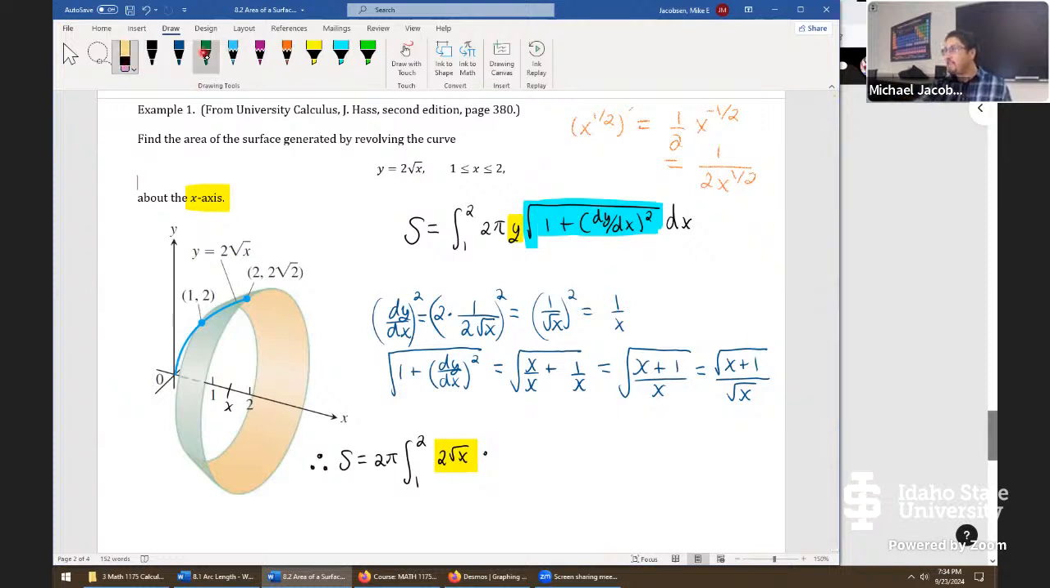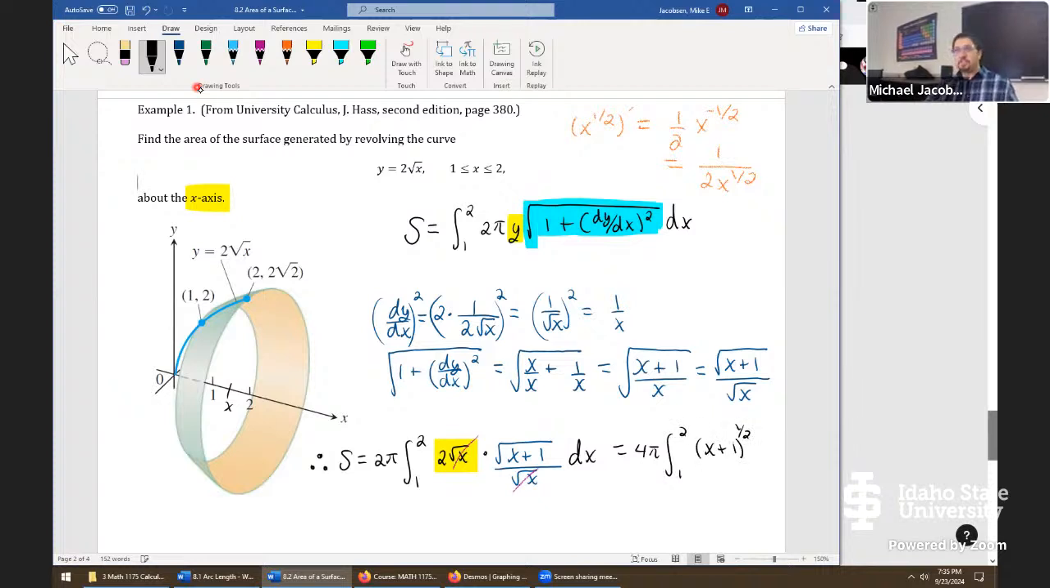Let's use blue just to convey the substitution there. Root x plus 1 divided by root x, dx. So now at this stage, the root x's just cancel right off, and we have a pretty nice integral to run through. There'll be 4 pi from 1 to 2, x plus 1 to power 1/2. It's just easier for me to visualize the antiderivative in that format, aside from the square root. And we're now in business. Any questions, folks, before we finalize this answer?